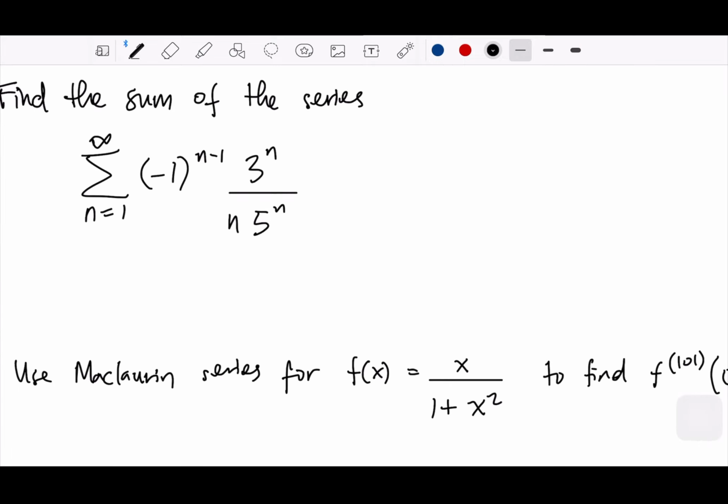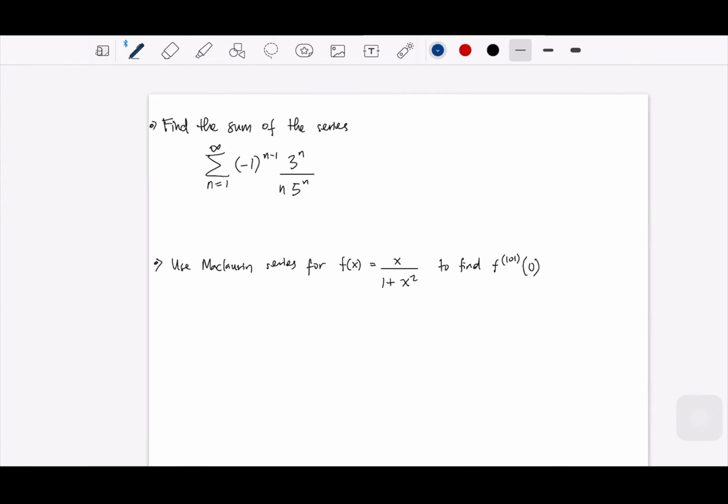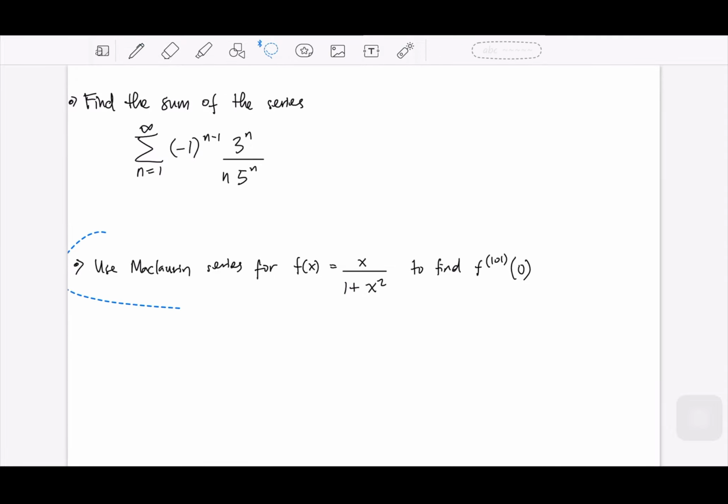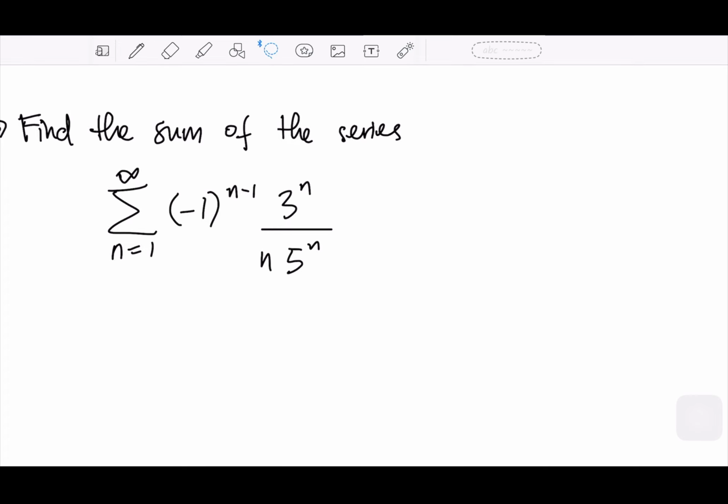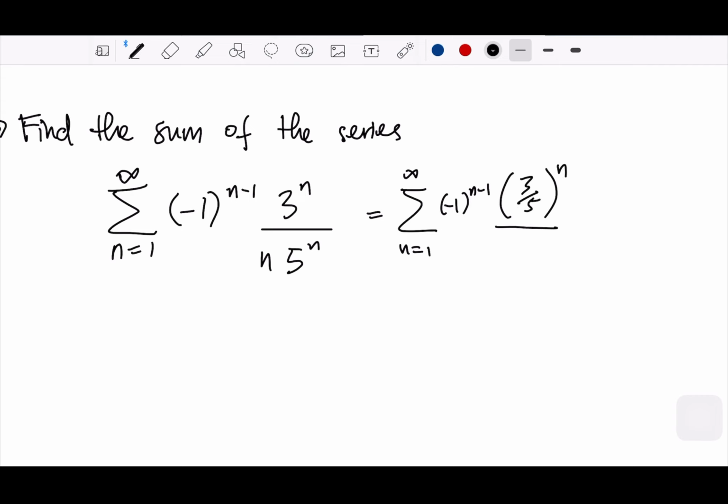So practically, if you look at number 1, let me break this down. If we look at the question and simplify this sum, we can write this as 3 over 5 to the power of n over n.